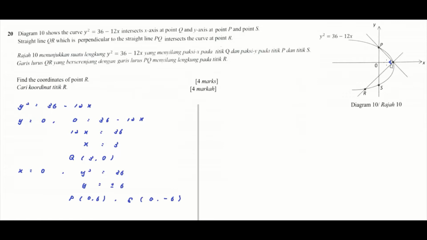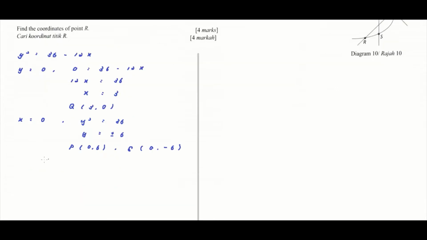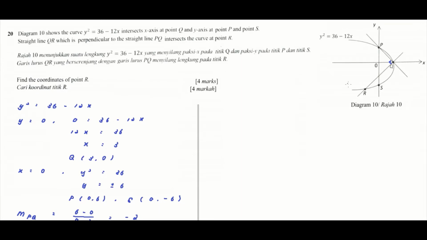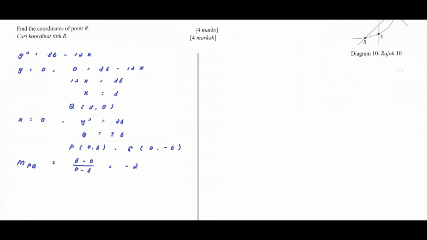So which means in this case, I'll need to find the gradient for PQ first. So the gradient for PQ will be equal to, so I have my P and Q over here. By using the formula y2 minus y1 over x2 minus x1, I have 6 minus 0 over 0 minus 3. So I'll be able to get 6 divided by -3, which gives me -2. You can always check it with the diagram that you have here. You can see that the direction is like this, so that's why having a negative gradient is the correct one.